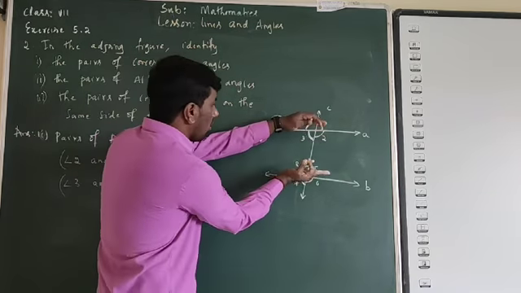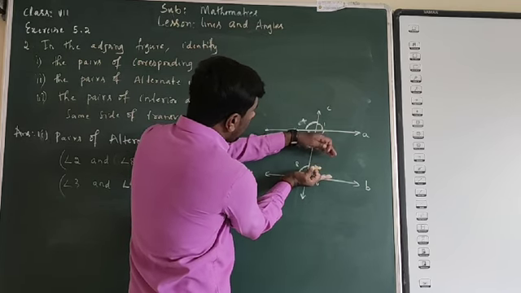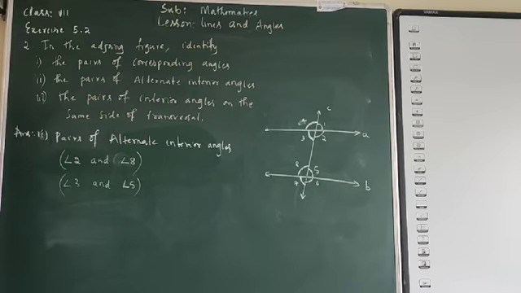Of course, these four are the only interior angles. Now 3 and 5 are alternate interior angles. 2 and 8 are another pair of alternate interior angles. Clear? Now we'll go for the third one.